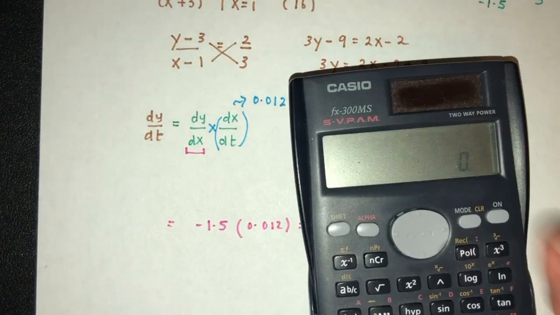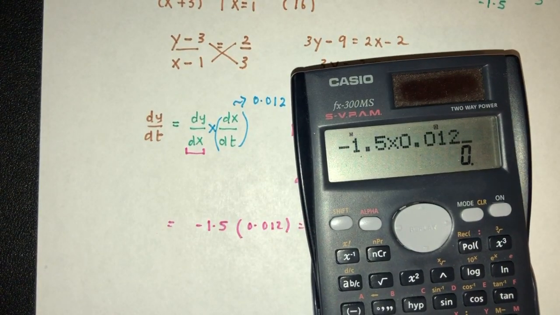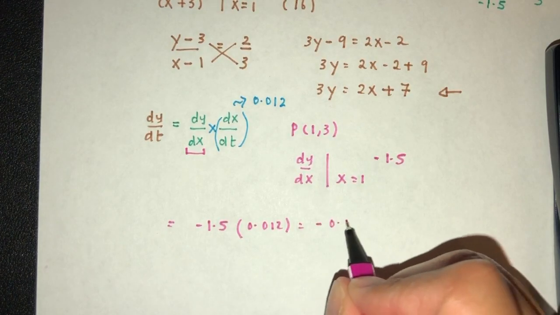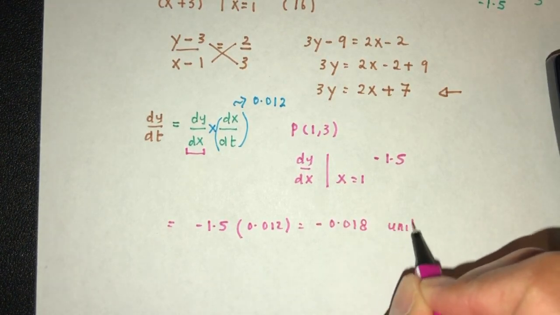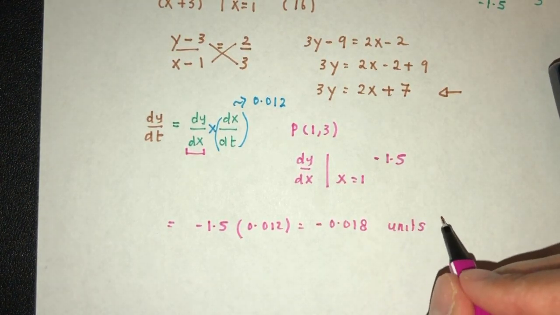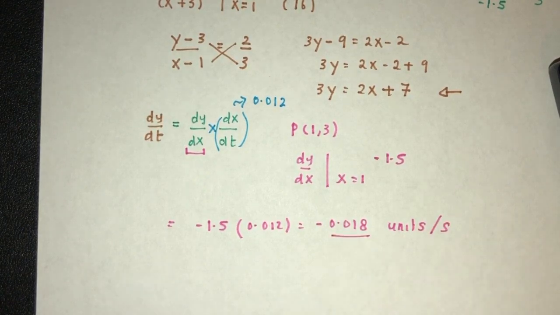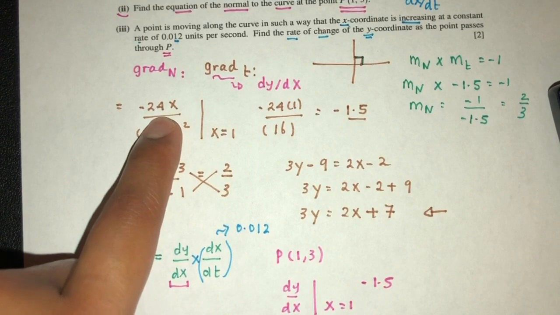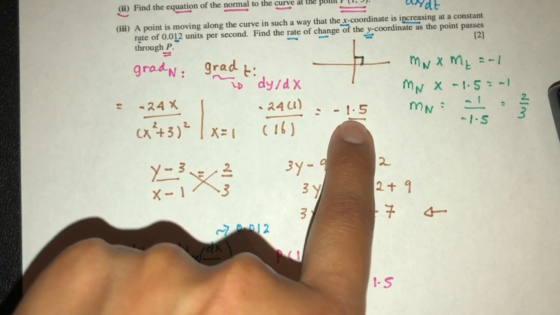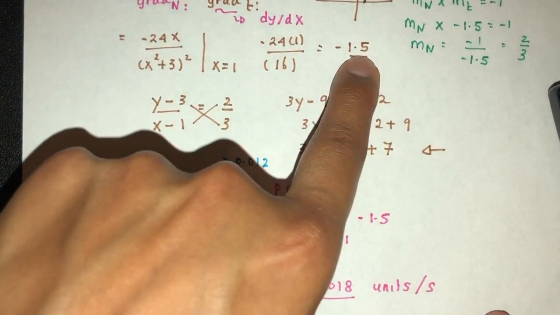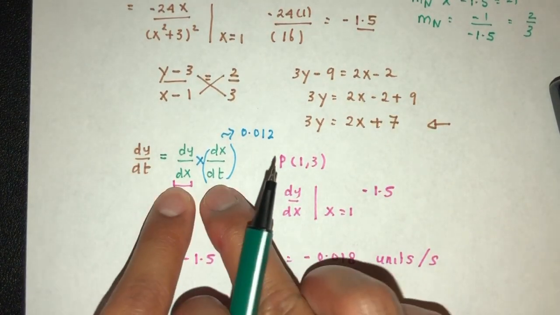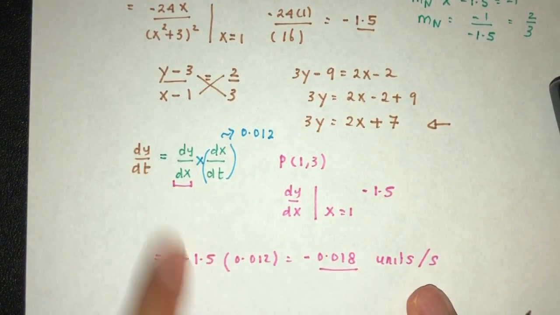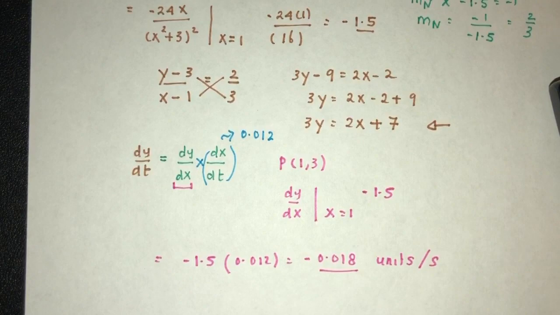Let's see what happened. That will be minus 0.018 units per second. That will be the rate of change of y. Again, as you can see here, this was done already: dy by dx when x equals 1 is equal to minus 1.5. So we know this value, we just put this back in the equation and then multiply to find this answer right here for part 3 of your question.